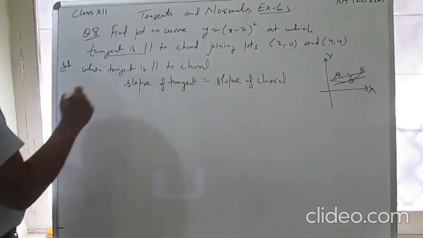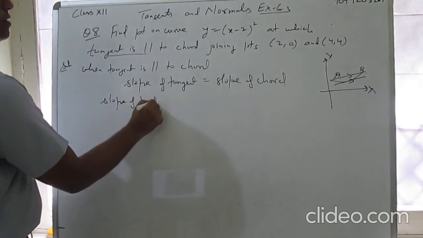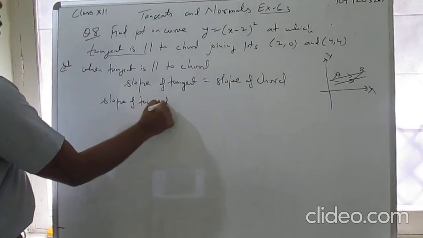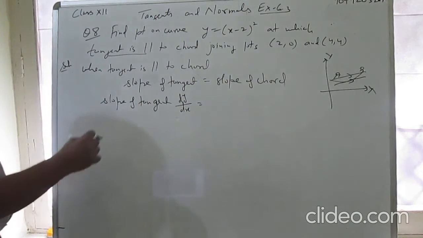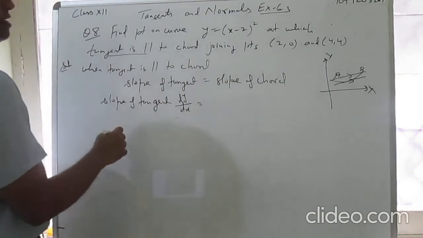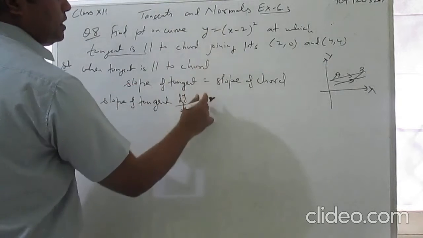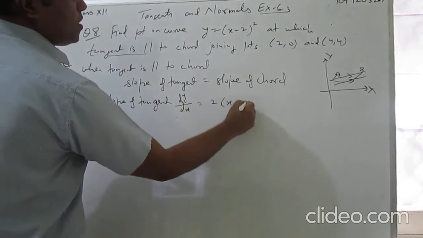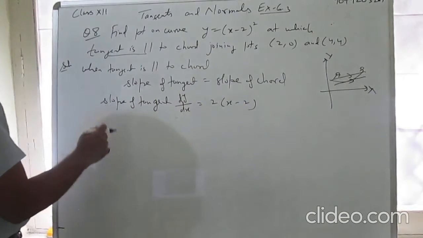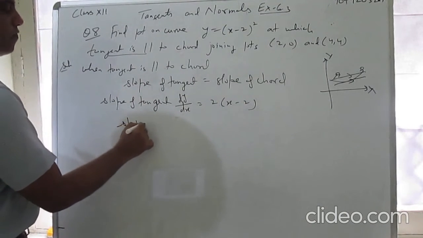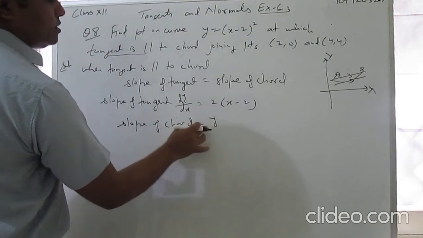So what is slope of tangent? dy by dx at point x1 y1 is the slope of tangent. So dy by dx is equal to 2x minus 2. This is the slope of tangent. And slope of chord, you know that it is denoted by m.